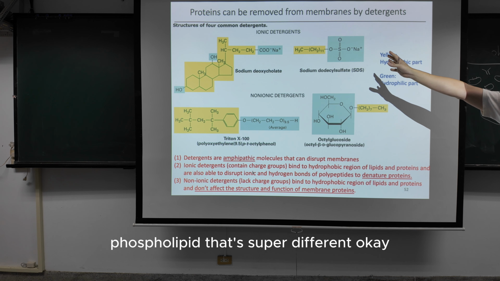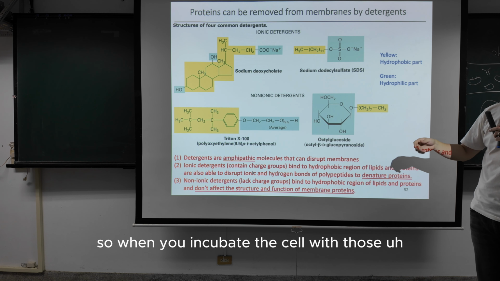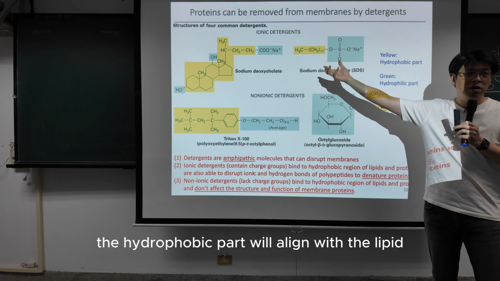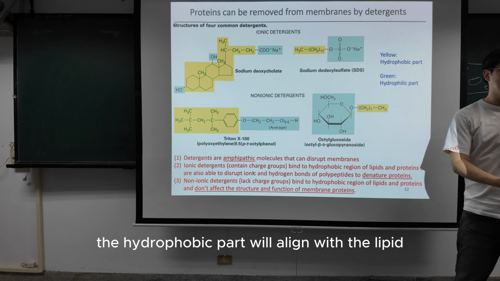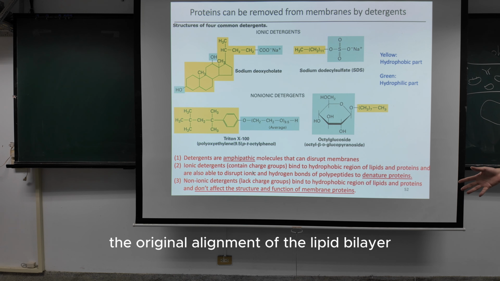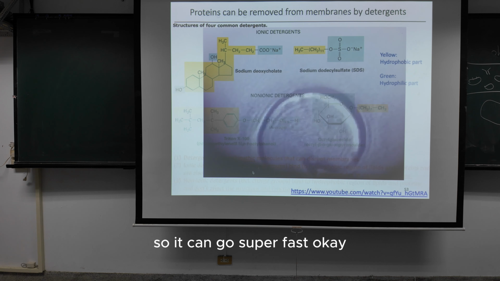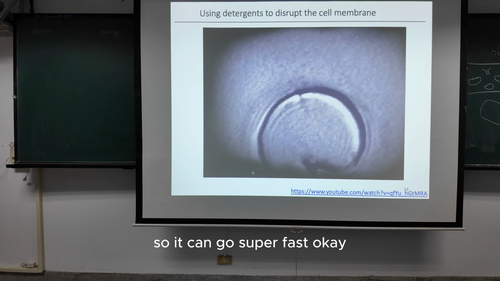That's super different. Okay, so when you incubate the cell with those amphipathic molecules, the hydrophilic part will align with the lipid hydrophilic polar head. The hydrophobic part will align with the fatty acid tail, but their structures are quite different, so they will destroy the original alignment of the lipid bilayer. That is why we damage the lipid. Okay, so it can go super fast.